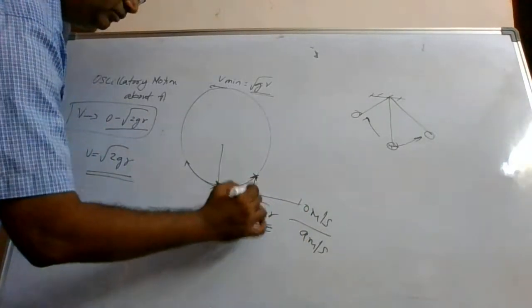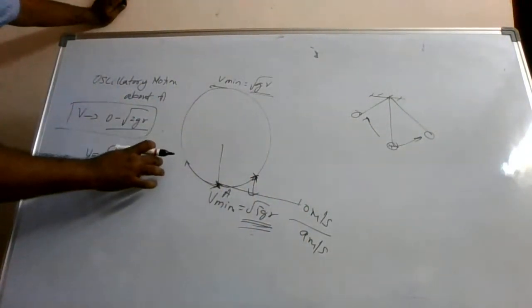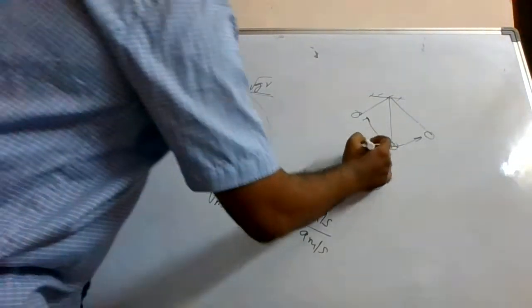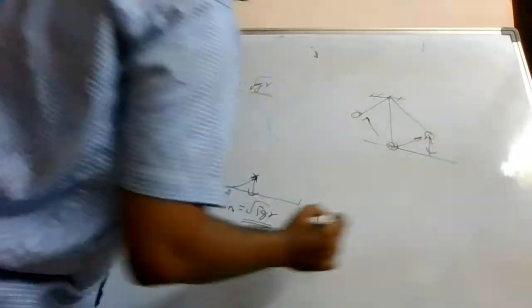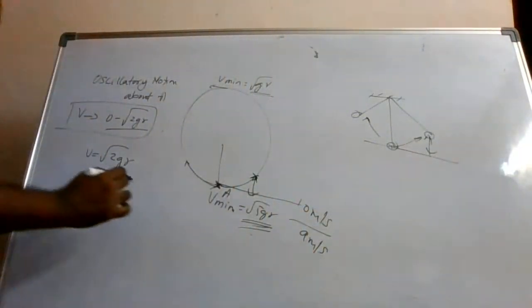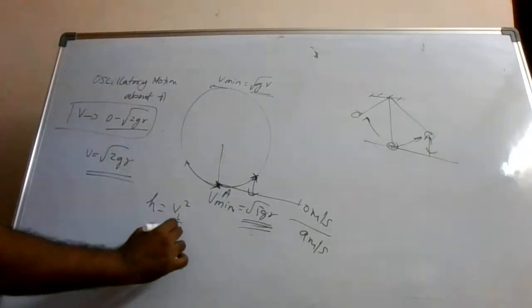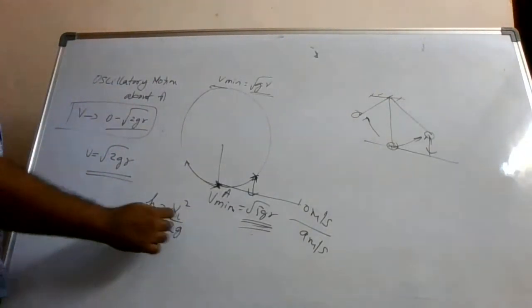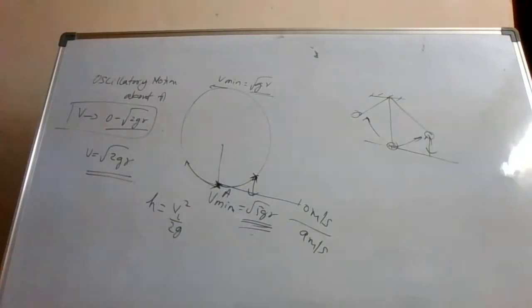If someone asks you, see which condition we are taking? We are taking 0 to root over 2GR, and oscillatory motion is happening. Oscillatory motion is happening means like this pendulum will go to the highest point and come back. So we are asking what is this maximum height? So the maximum height here will be equal to VL square by 2g. U square by 2g, you remember, no? VL square means velocity at the lowest point. Okay. So for the oscillatory condition, you can apply this condition.